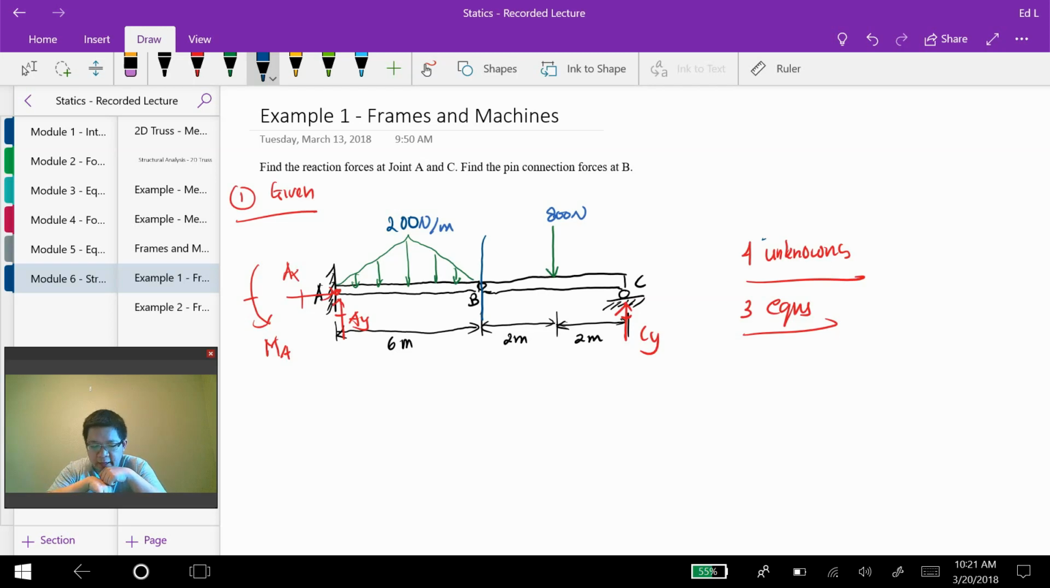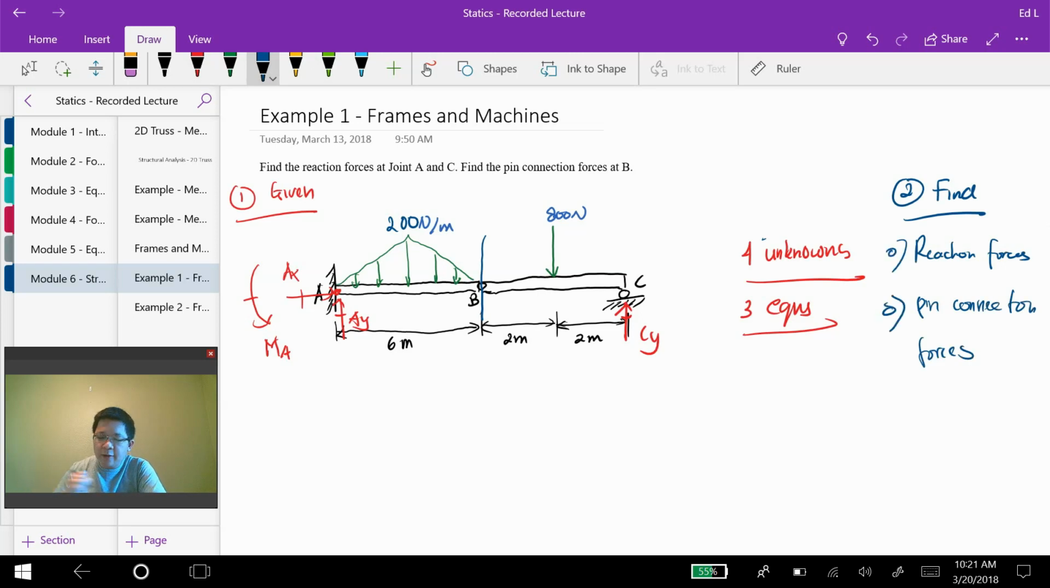Also, one thing that you need to remember is once you make the cut, you expose the internal forces at the connectors, and since it's a pin, we only have a vertical and horizontal connection force. And here we have to find the reaction forces and pin connection forces. So let's start the analysis.